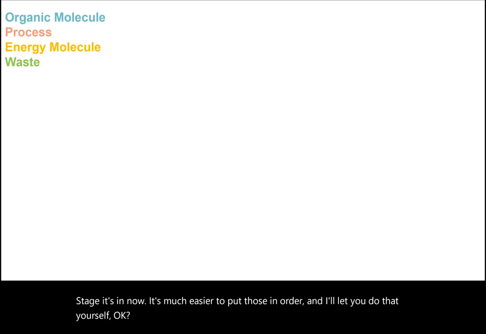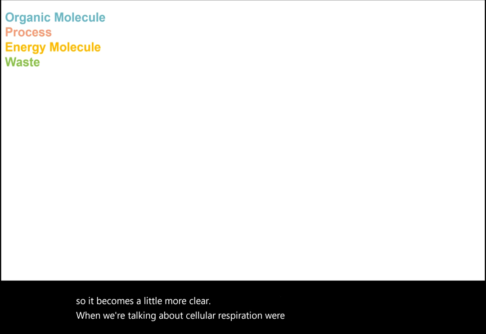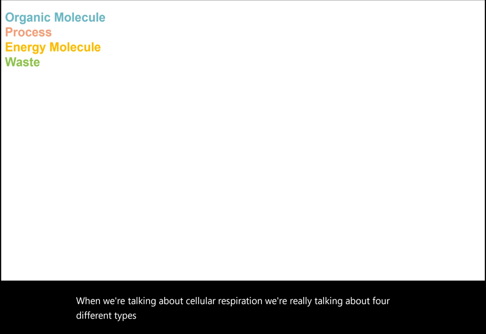One more thing before we go. I want to summarize this entire process for you so it becomes a little more clear. When we're talking about cellular respiration, we're really talking about 4 different types of concepts. We have organic molecules, right? That's any molecule that contains carbon that's produced by a living thing.